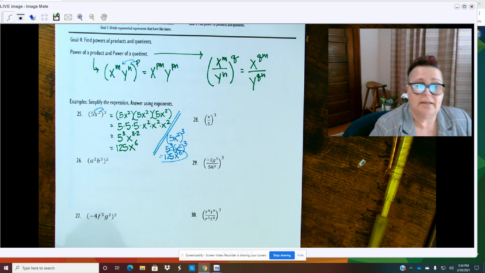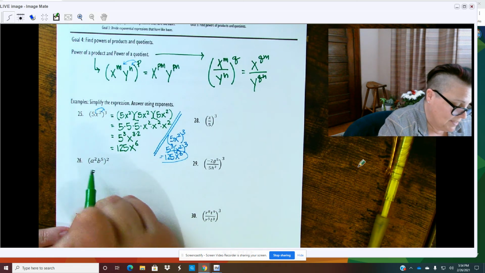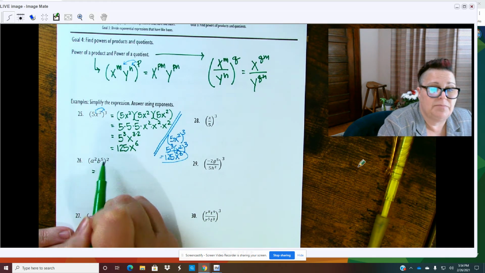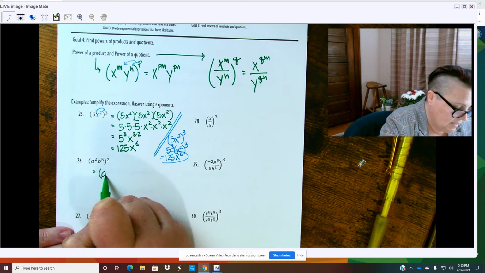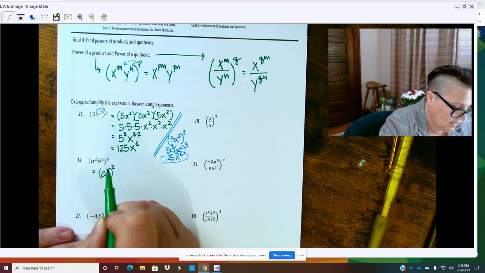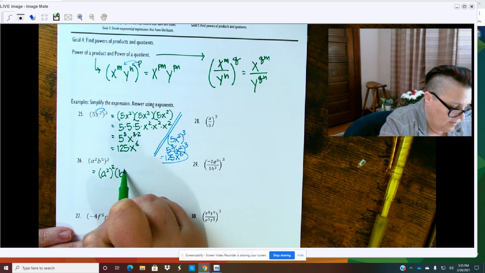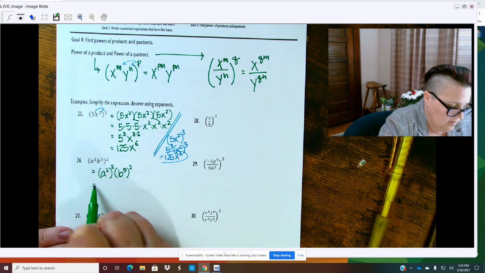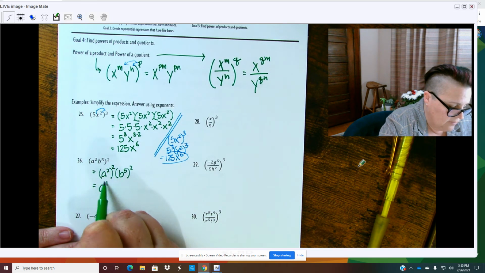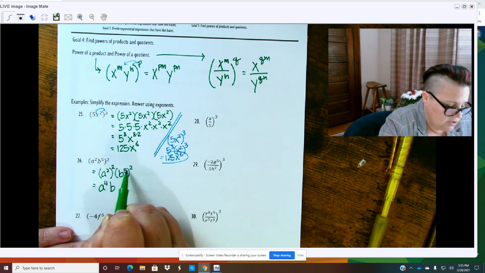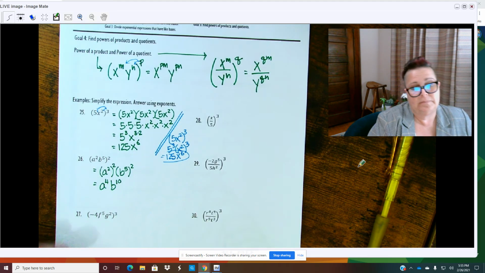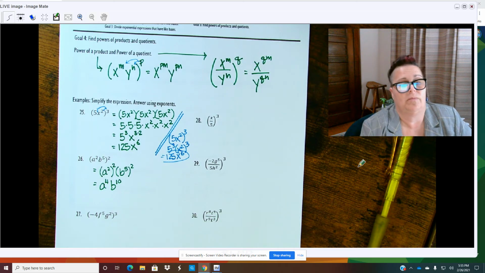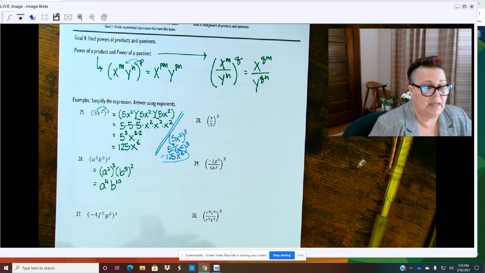Let's practice it again. Number 26, I have a to the second, b to the fifth, all to the second. This is the same as a to the second to the second, and b to the fifth to the second. Power to a power, a to the fourth, b to the 2 times 5 or 10. Power to a power, you multiply. A to the fourth, b to the 10th.